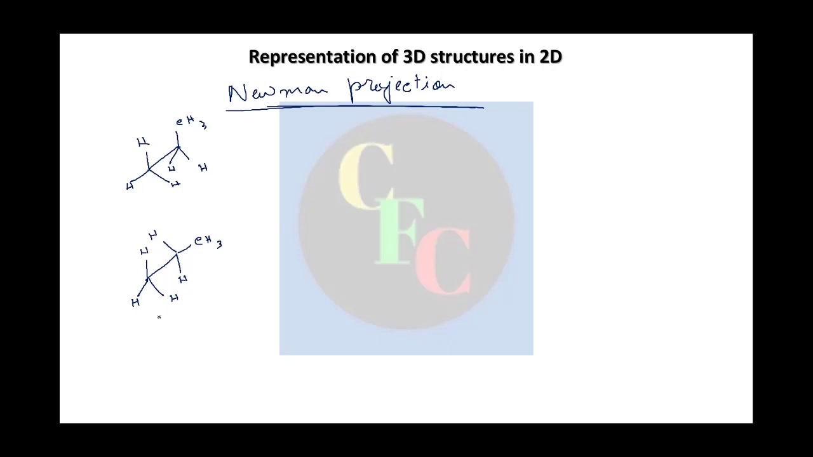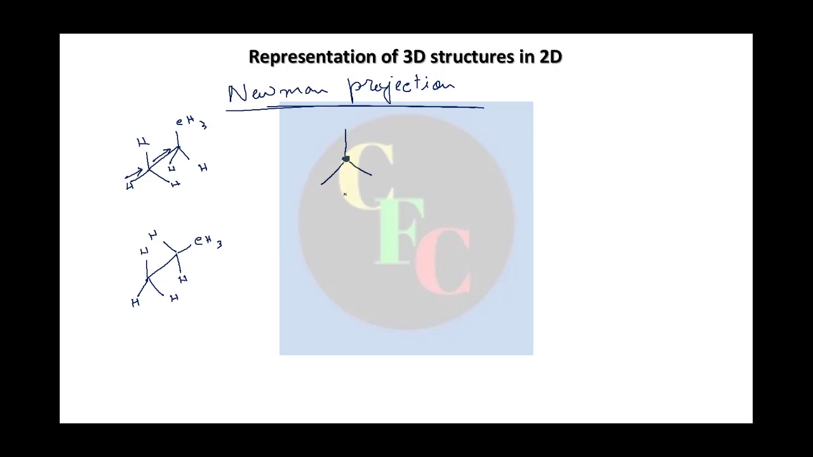This is Sawhorse. Okay. The rule of Newman is, suppose you are viewing it through one bond, the way we saw how to view it through the C1-C2 bond. If we view it directly from here, in this direction, what will you see? You will see a carbon here that is depicted as a dot. The front carbon atom is denoted as a dot, right? And you draw the three bonds there. It will be like this, as if 120 degrees apart.